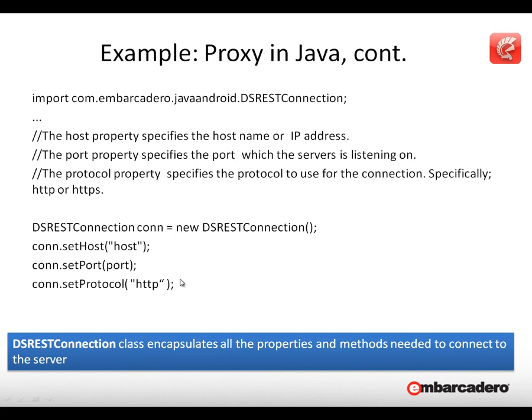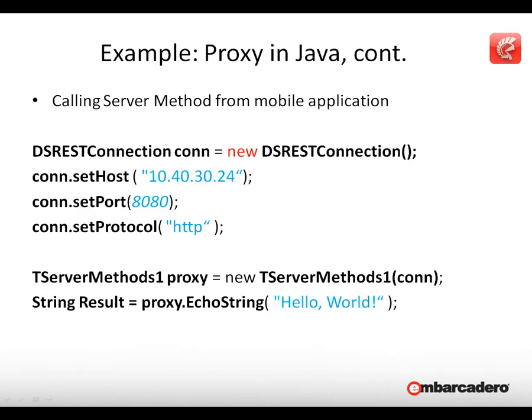So you see that the DSRESTConnection class encapsulates all the properties and methods required to connect to the server. When you need to call the server method from the mobile application, what you do is pretty much this. You instantiate the REST connection, create a new instance of your proxy class, passing the connection as a parameter the moment you create it, and then you just call the method passing the parameter and take the result. That's how it happens.